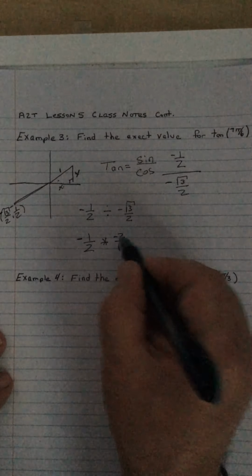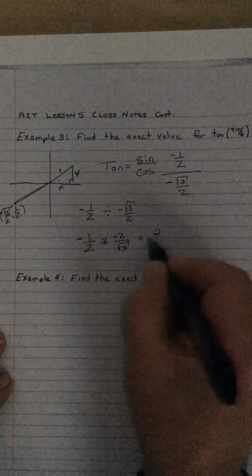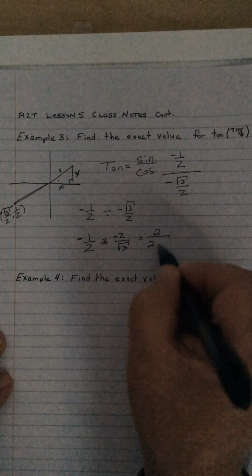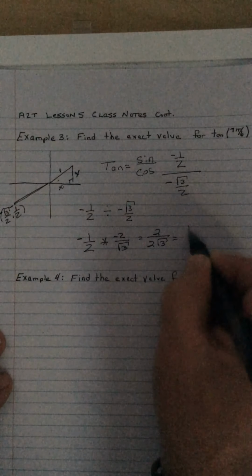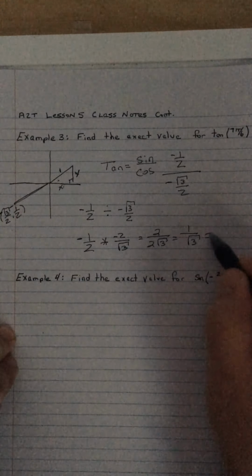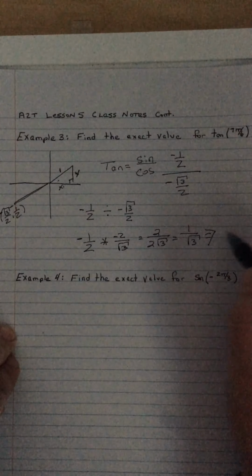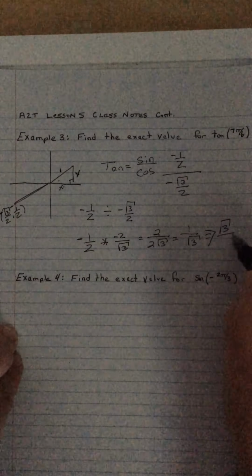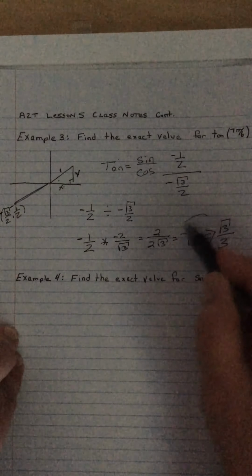So that becomes positive 2 over 2 root 3, which would be 1 over root 3. Remember, just like with the root 2 stuff, I could write this as root 3 over 3.